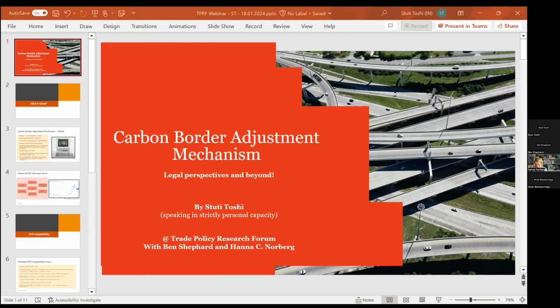Now, coming on to the legal side of this and the potential WTO compatibility issues that CBAM presents. Firstly, let's look at Article 1 and 3 of GATT. On a general note, under WTO law, all member states are obligated to ensure compliance with the provisions of the covered agreements. One of the potentially hit covered agreements could be the General Agreement on Tariffs and Trade, or GATT.